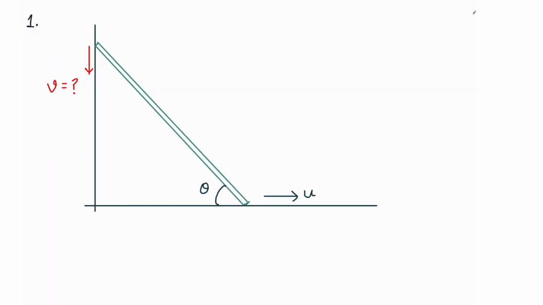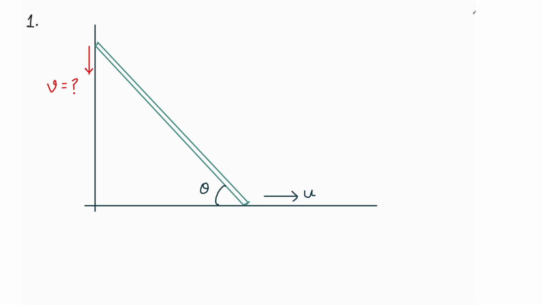So welcome to the first problem of this series on constraint motion, where a rod is kept against a vertical wall and a horizontal floor. If the lowest point, or the point on the horizontal floor, has a velocity u, we need to determine the velocity v of the point which is against the wall. So let's get started with this problem.